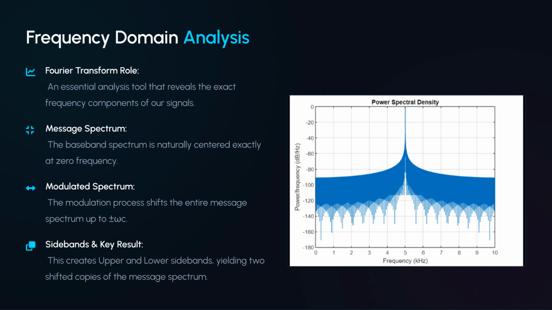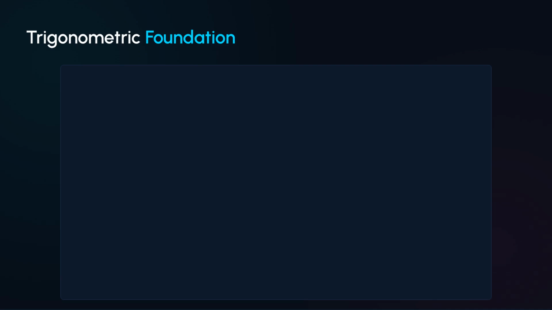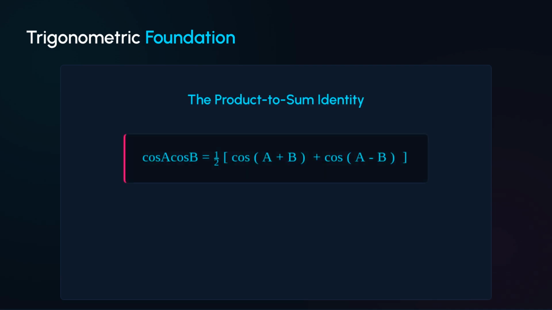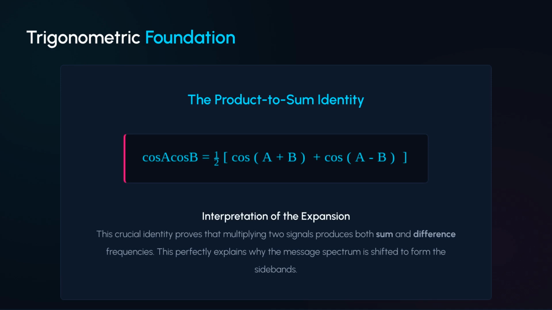Frequency domain analysis, using the Fourier transform, reveals the exact frequency components. The modulation process shifts the message spectrum, naturally centered at 0, up to both plus and minus the carrier frequency ωc, creating the upper and lower sidebands. The underlying mechanism for this spectral shift is the product-to-sum trigonometric identity. This identity proves that multiplying two cosine signals produces both sum and difference frequencies, perfectly explaining the shift of the message spectrum to form the sidebands.